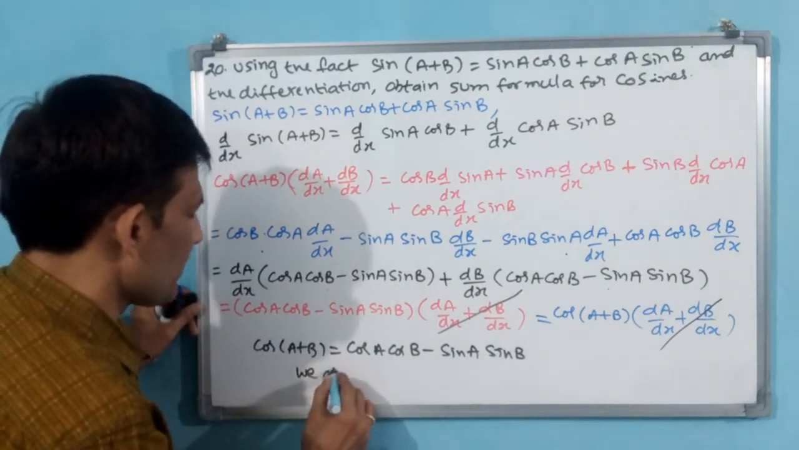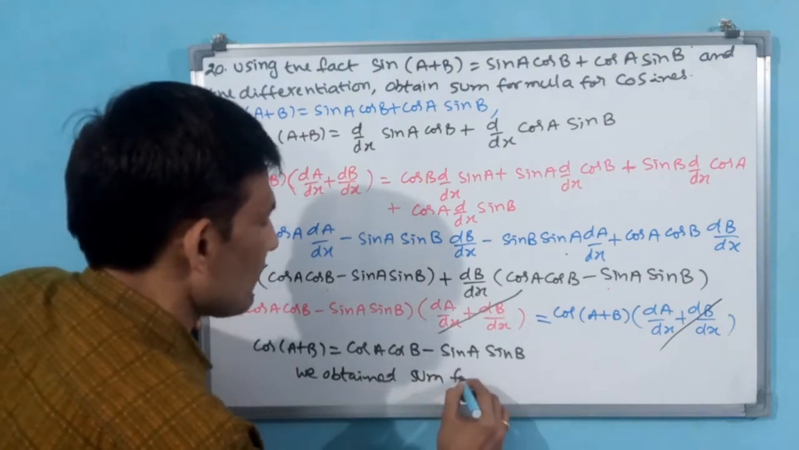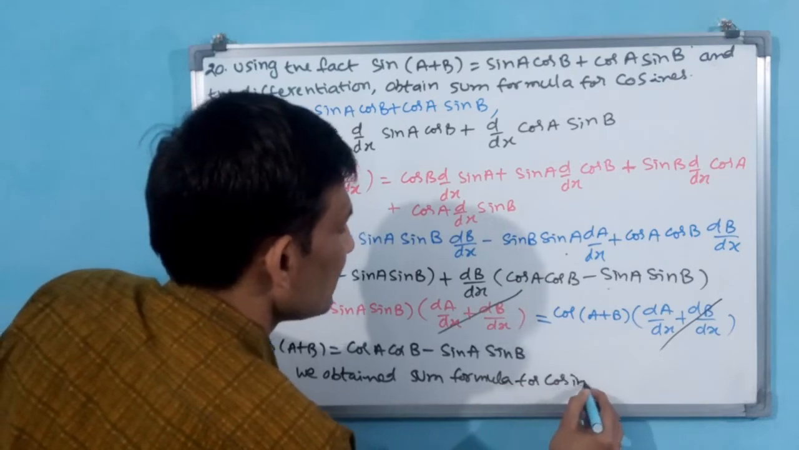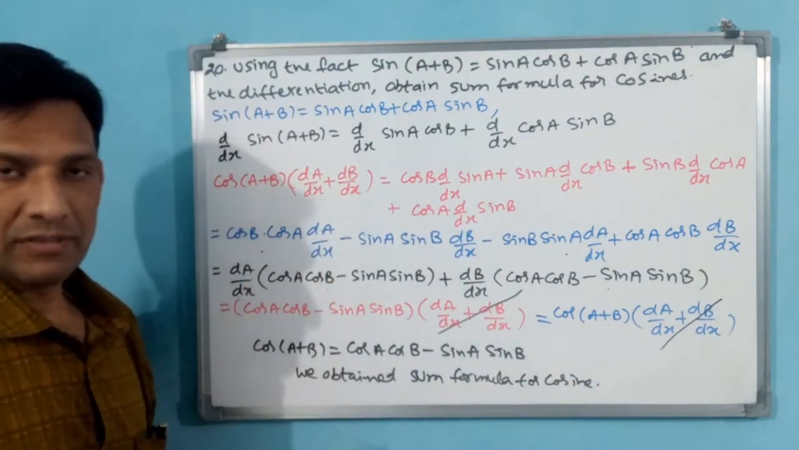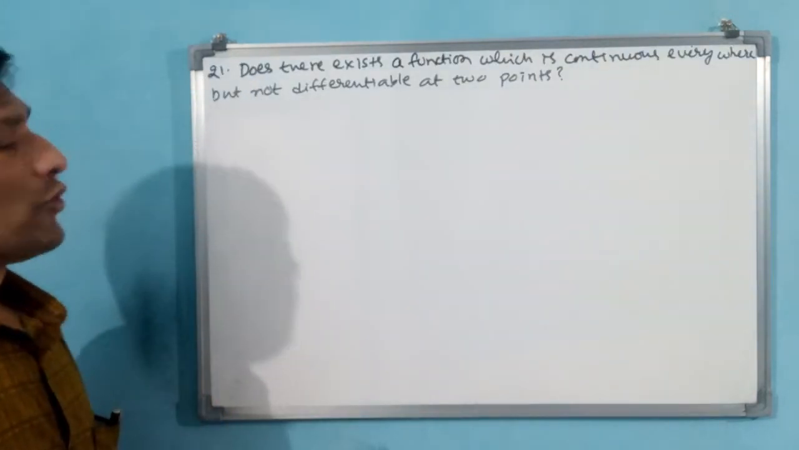You write down: we obtained the sum formula for cosine. Okay, like this you write and close this question. Okay, let us go for 21st question. See, 21st question.